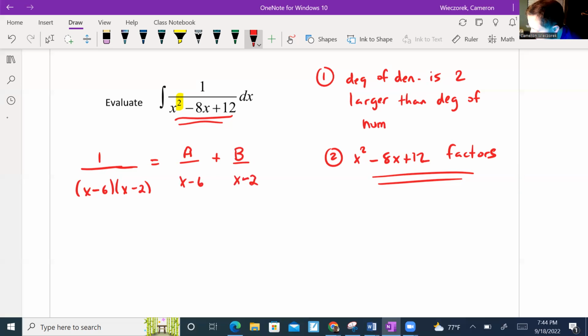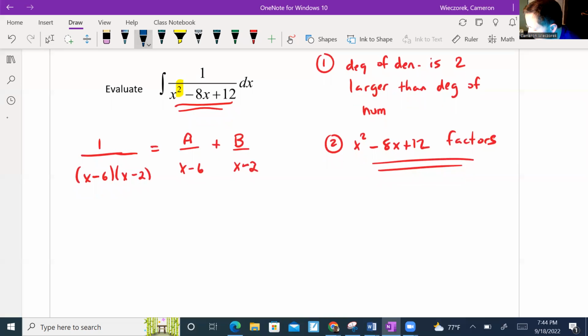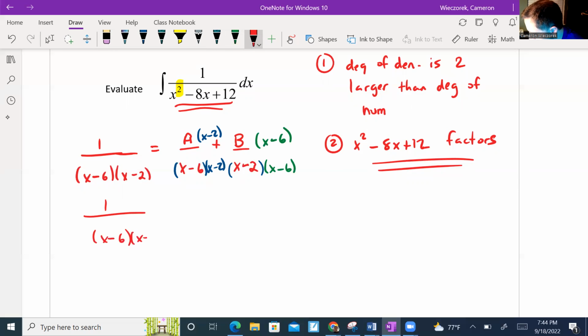I'm going to multiply by the common denominator. So this one needs an x minus 2, which means the numerator also needs an x minus 2. This one needs an x minus 6, which means the numerator also needs an x minus 6. So writing both sides, I get 1 over x minus 6 times x minus 2 equals A times x minus 2 plus B times x minus 6, all as one numerator since I have a common denominator on the right-hand side now.